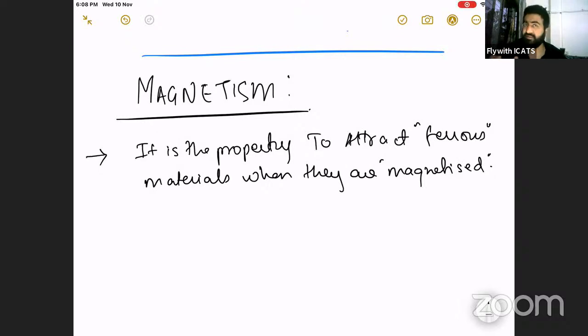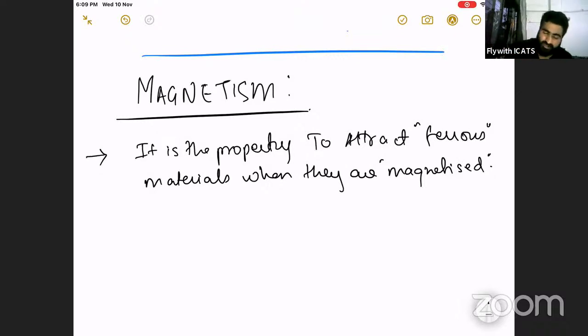So magnetism can occur naturally in ferrous materials, we call them natural magnets, or magnetism can be induced into any ferrous material through a certain process. Okay, so any iron material or ferrous material can behave like a magnet if we magnetize it, or if an electric current, known as alternating current, flows through it.